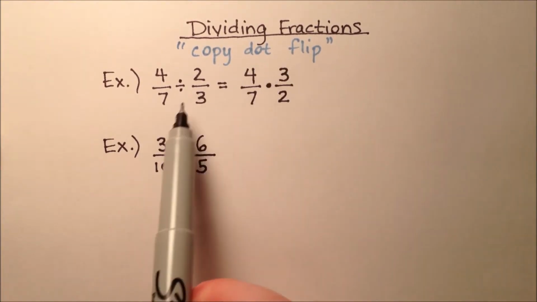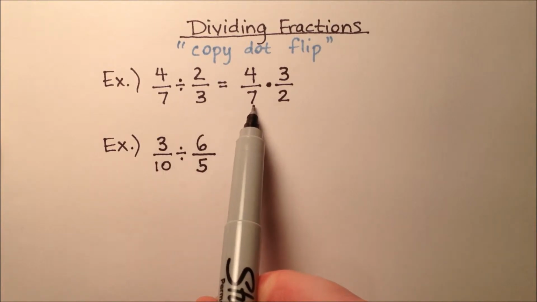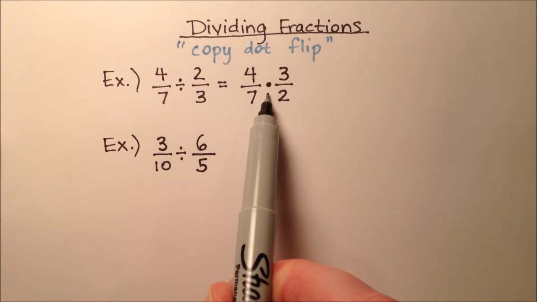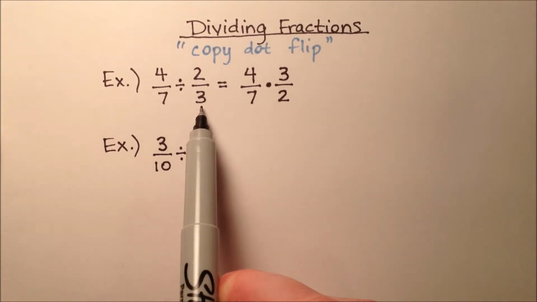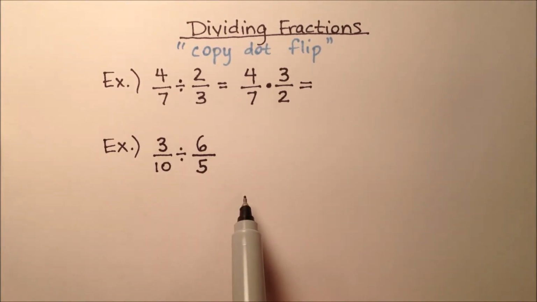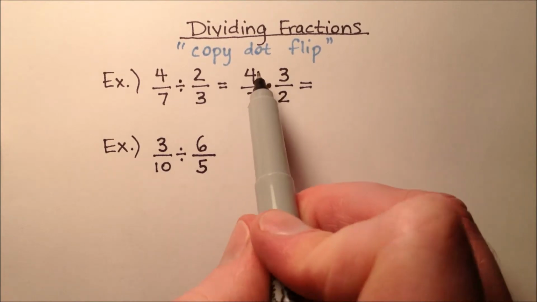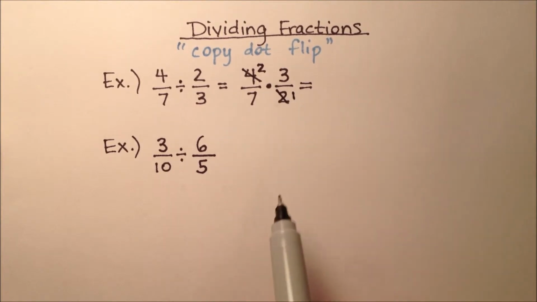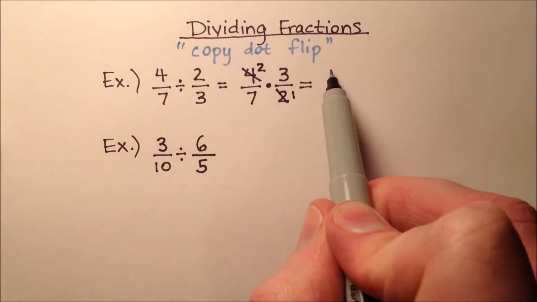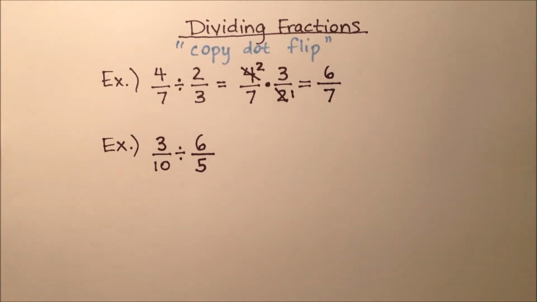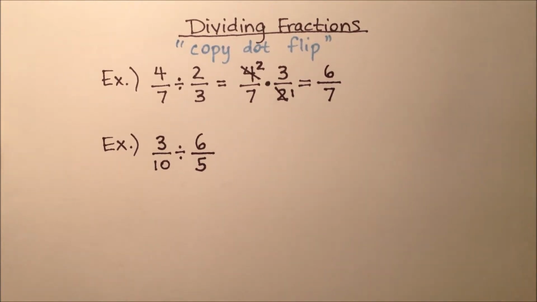So let's look again at what we did. Copy dot flip. We're going to copy the first fraction. Instead of a division sign, we're now going to put a dot, which means multiply, and we're going to flip the second fraction, or take the reciprocal of it. Now we can do like we ordinarily do when multiplying fractions. We can cancel, if possible, which in this case we can. We can take a 2 out of both of those terms, and 2 times 3 is 6, and 7 times 1 is 7. So in that example, our final answer is 6/7.